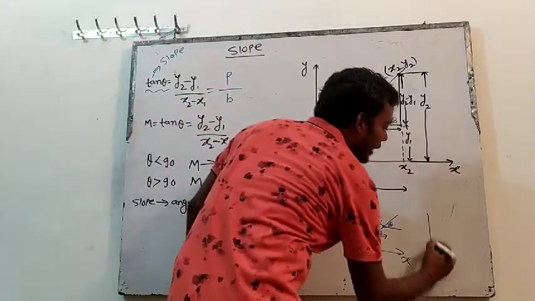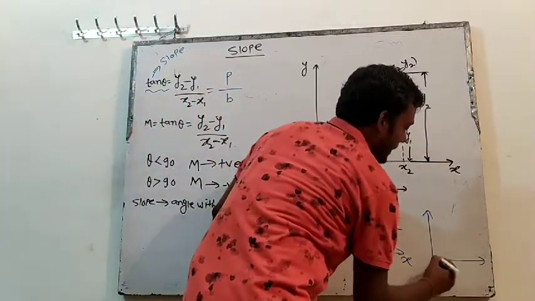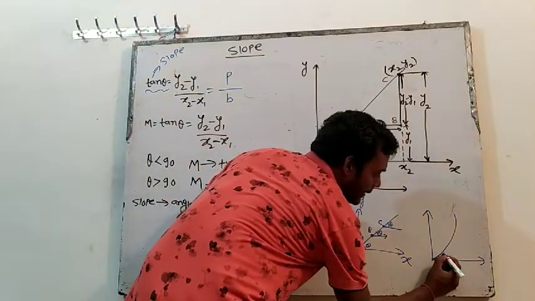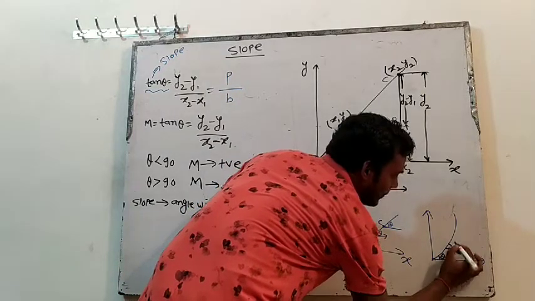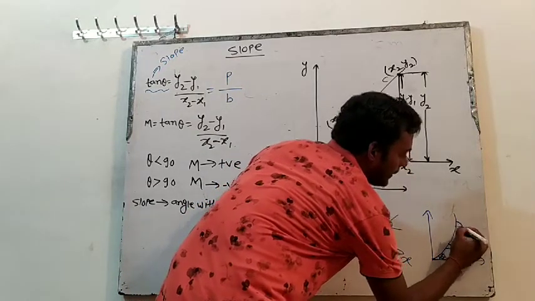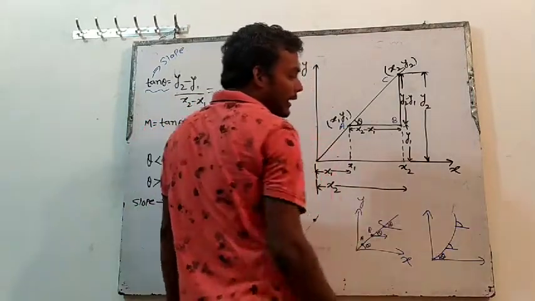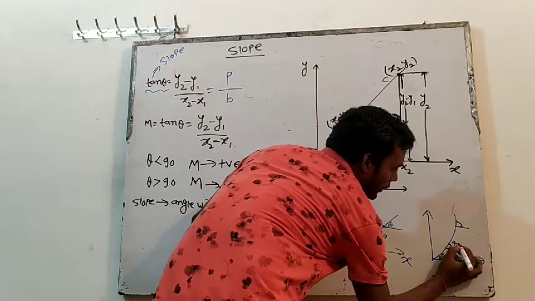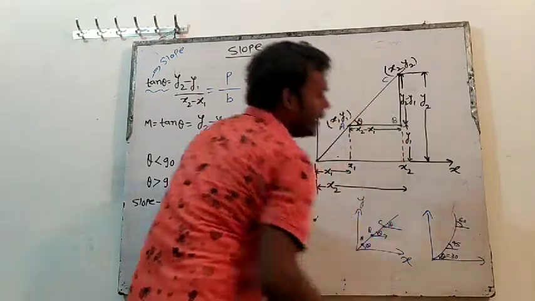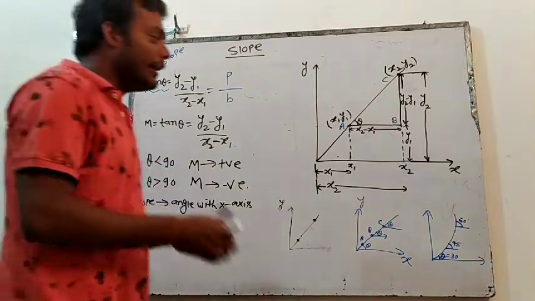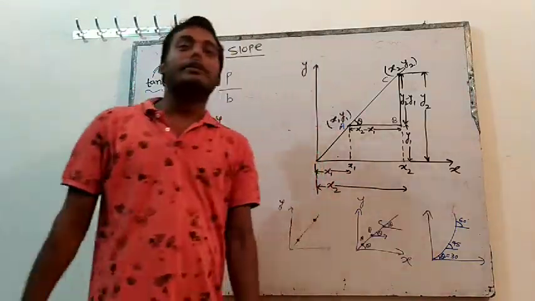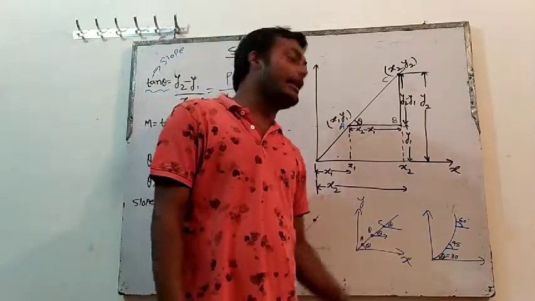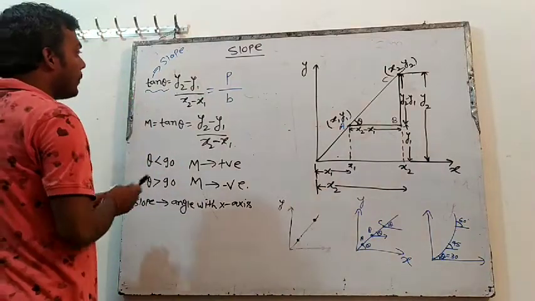Suppose our graph is like this. Here, what is the angle with the x-axis? This much. Here the angle is different, and here it is even more different. So the angle is increasing. Here theta is, say, 30, here it will be 45 and here, say, 60. So theta is increasing: 30, 45, 60. When theta increases, the slope will increase, because slope is known as tan theta.